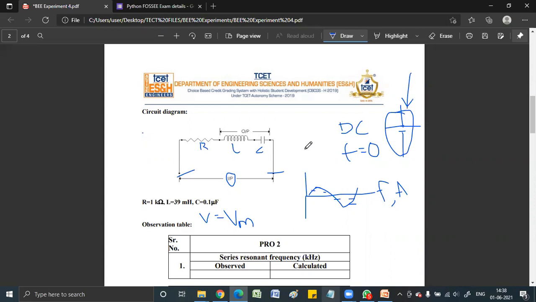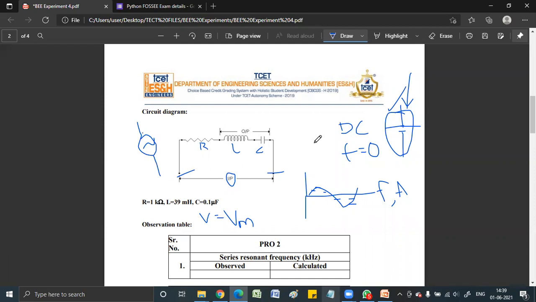How do you draw an AC signal? What is the symbol for representing it? For DC, you put a battery, right? For an AC signal, what do you do? You draw a circle and then you represent a sine wave inside, right? So that's the representation of an AC signal.